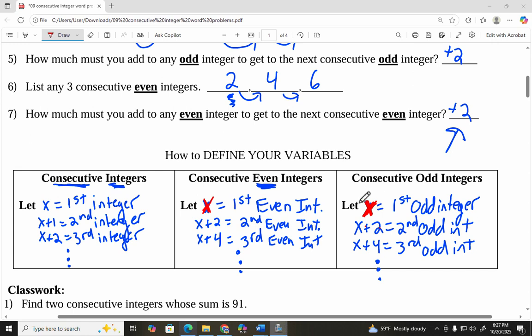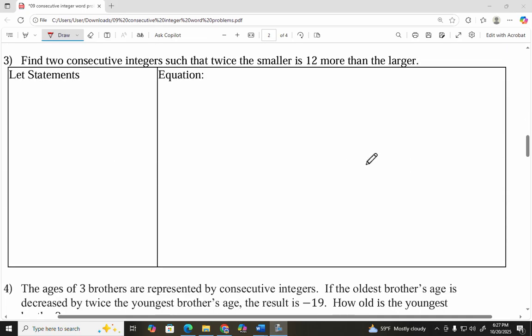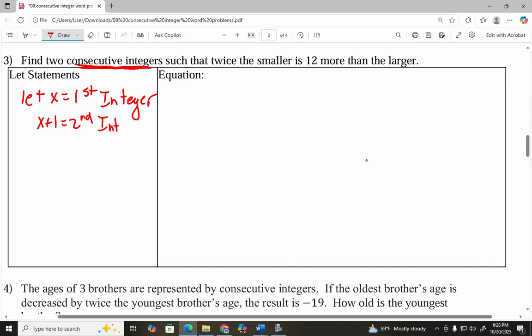So the first problem I wanted to do with you is number 3. Let's all turn to number 3. So it says find 2 consecutive integers. Okay, just consecutive integers. And I'm not going to even read any further. Since I know it's consecutive integers, I'm going to do the set of let statements for consecutive integers. Let x equal the first integer, and x plus 1 is the second integer. They only wanted 2, so all I need is 2 let statements.